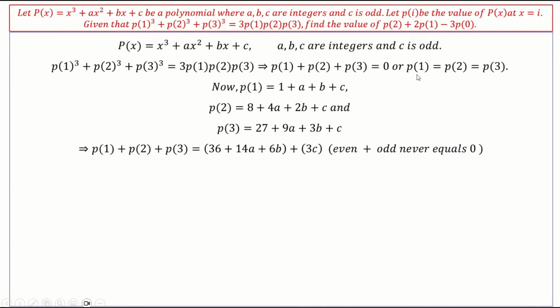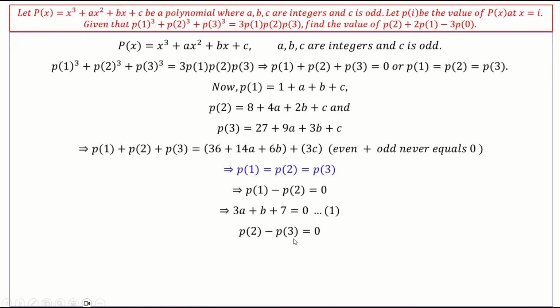So the only option left is P1 equal to P2 equal to P3. This is the correct case. So that implies P1 equal to P2 equal to P3. Now from the above I can derive P1 minus P2 equal to 0. So I will subtract these two equations. What I will get is 3A plus B plus 7 equal to 0, and P2 minus P3 equal to 0. So what I will get is 5A plus B plus 19 equal to 0.